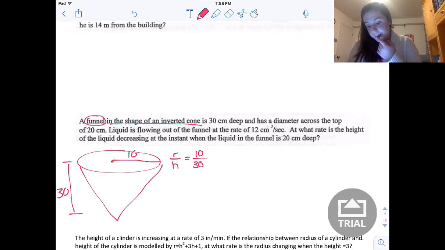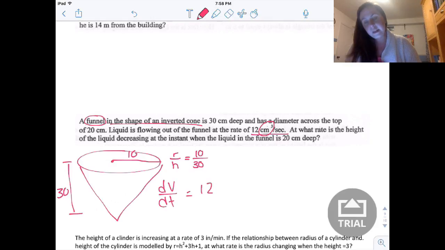And then I can solve this whatever way I want, but at least I have that down. Liquid is flowing out of the funnel at a rate of 12 centimeters cubed per second. I look at that and I say that's volume because of the centimeters cubed. So I know dV/dt is 12. Should that be positive or should it be negative? Well, my volume is decreasing, right? So that's going to be negative.